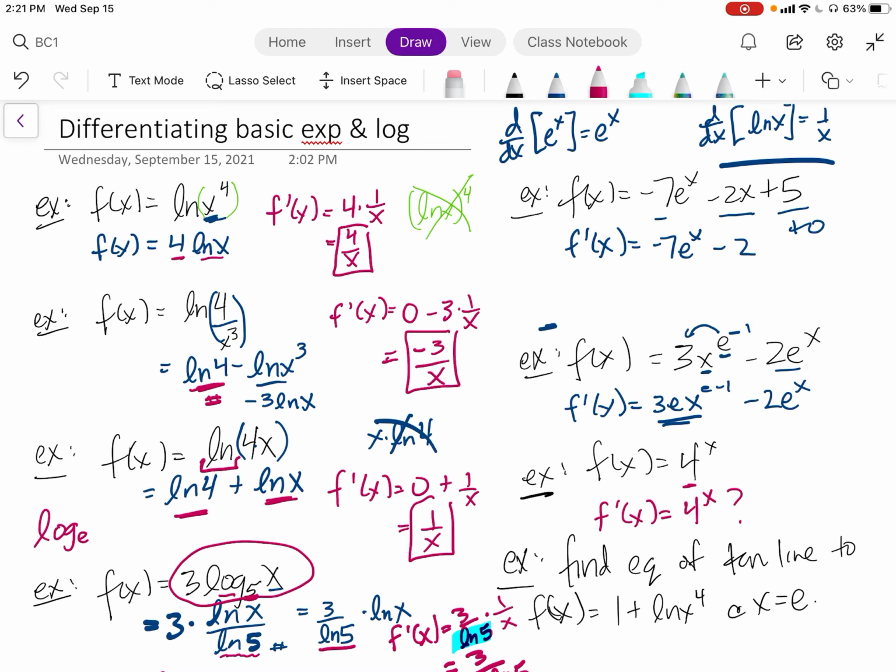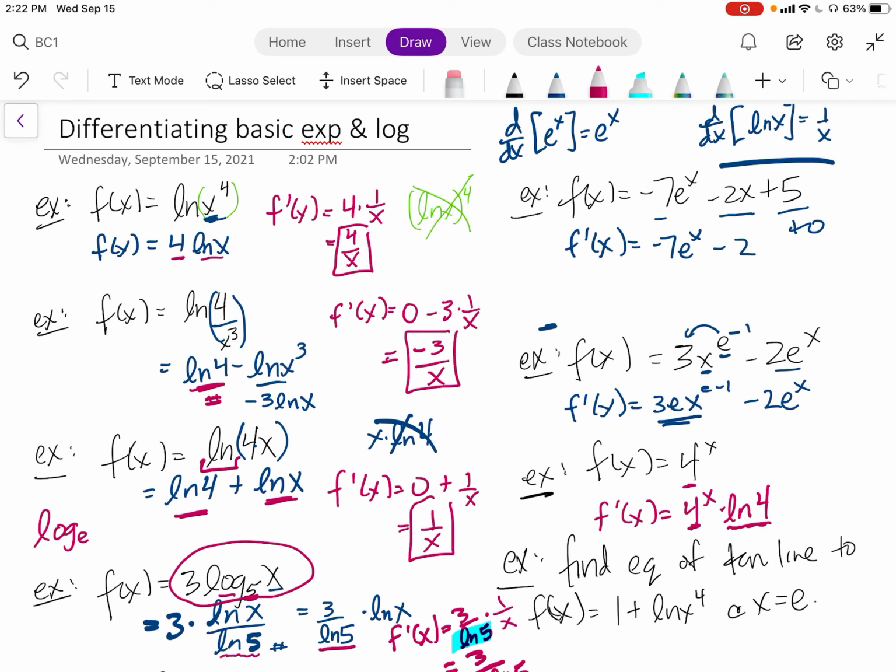So if I have an e to the x, think of this as an inverse of the log, right? Then the rule says I have to multiply by the natural log of 4. Whatever that base is, you leave it just like e to the x, but then you multiply, I should say, by ln 4.